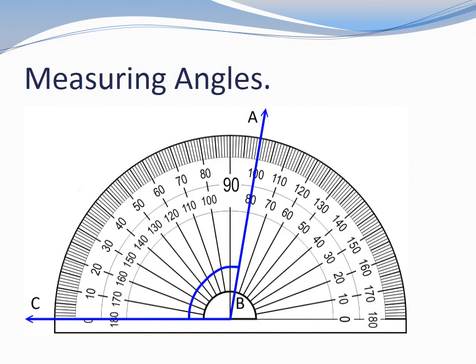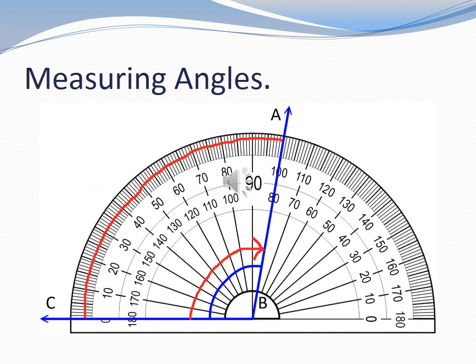Here we are going to measure the angle CBA. To measure the CBA angle, we have to use the outer scale. From the 0, we can count the degrees, and you can see there are 100 degrees. Here it is clear how we measure the angle CBA. We should use the outer scale and count degrees from the 0.